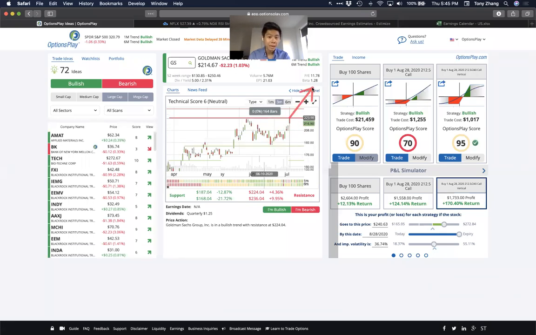Now, if you expect a breakout higher, I would argue that you're better off buying a call option to take advantage of that quick, fast move to the upside. You're not going to be able to take advantage of a quick, fast move by selling a put credit spread.